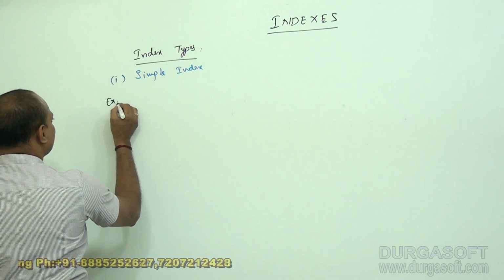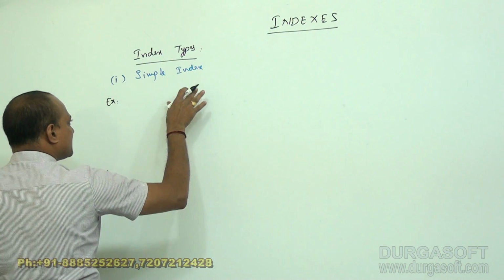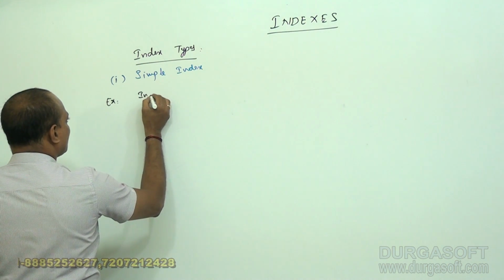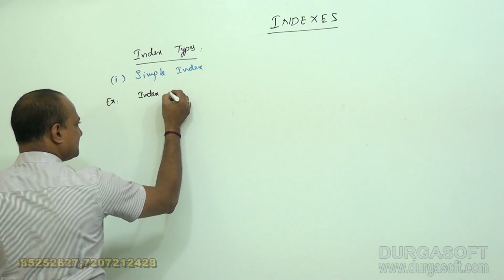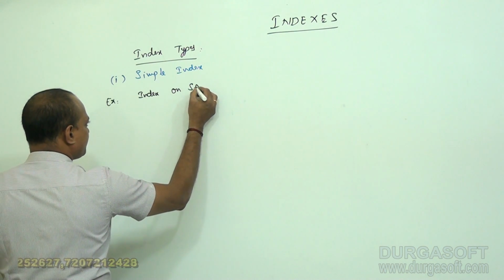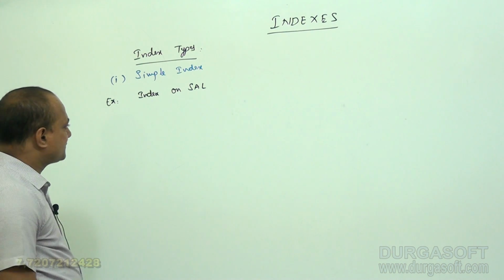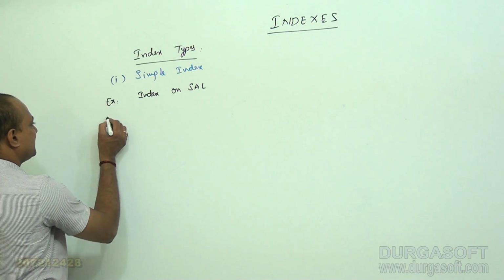What is the example for this? I want to create an index on the salary column. Why? Because I want to verify salary and then fetch the data. In that case, create an index on the salary column.